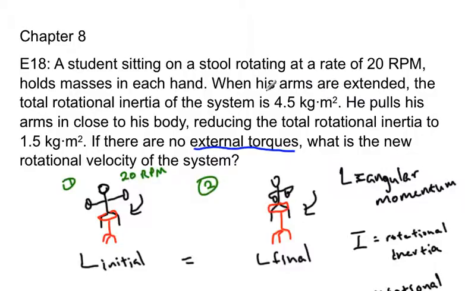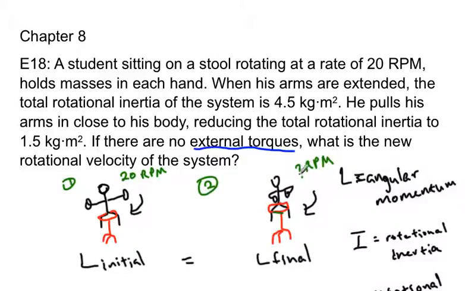squared. He then pulls his arms in close to his body, reducing the total rotational inertia to 1.5 kilograms meters squared. If there are no external torques, so no friction, no air resistance, what is the new rotational velocity of the system? So how fast is he going now?